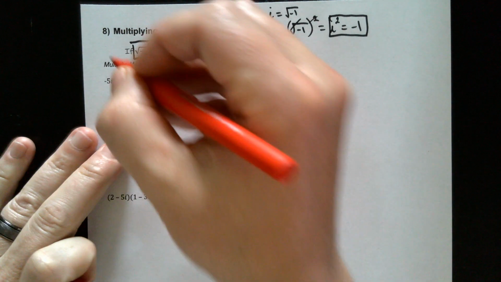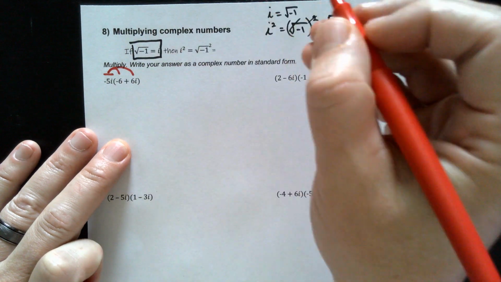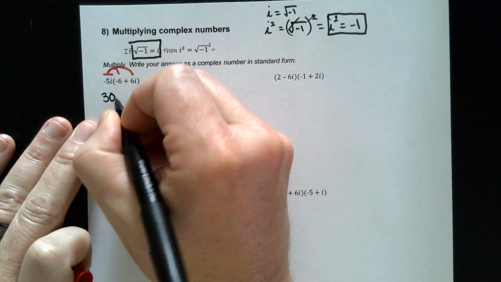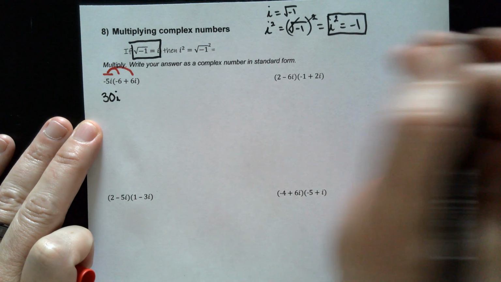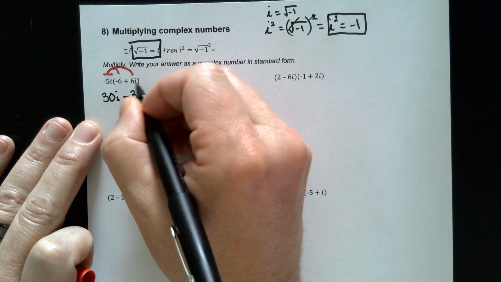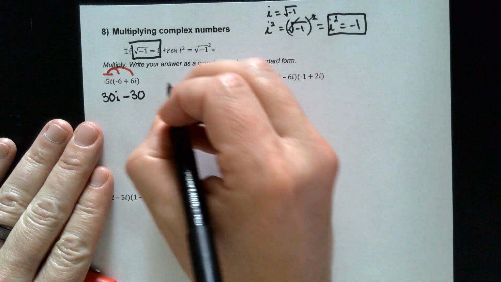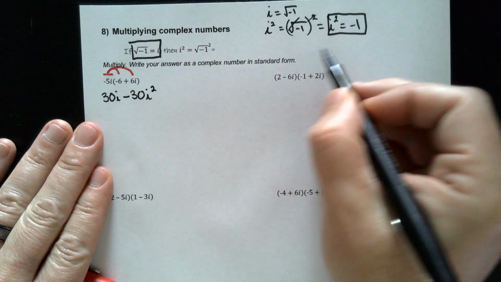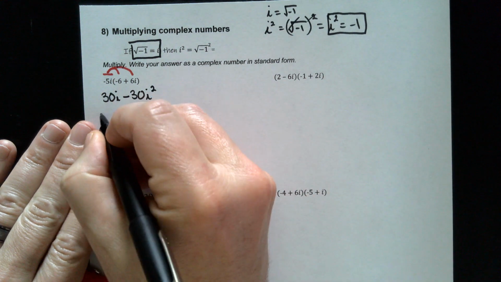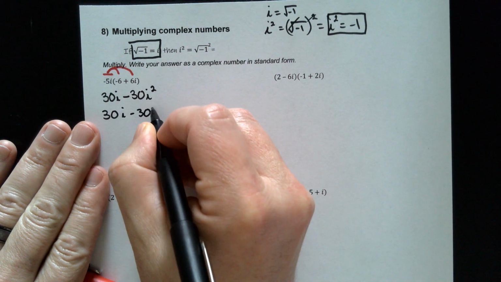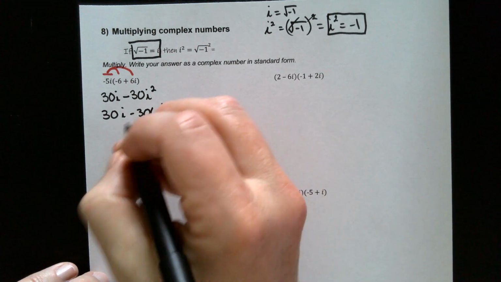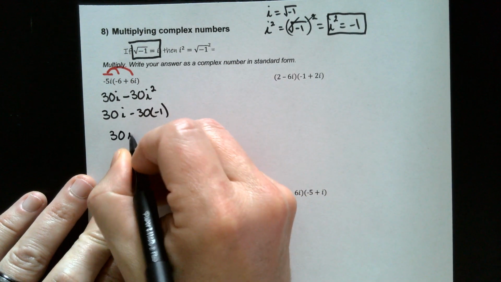Okay, so first problem. First, take this and distribute. Negative times a negative is a positive, right? 5 times 6 is 30, and the i just gets carried along. Negative times a positive is a negative. There's the 30, but this time we have i and another i. So anytime you have i times i, that's i squared, right? But we know that i squared is negative 1. So we can replace that. We can do 30i minus 30 times negative 1 instead of an i squared. And negative 30 times negative 1 is 30. So you get 30i plus 30.